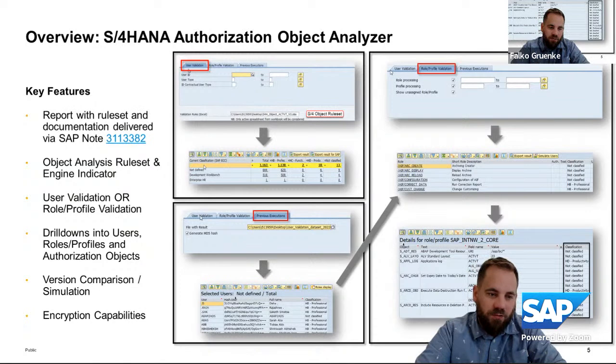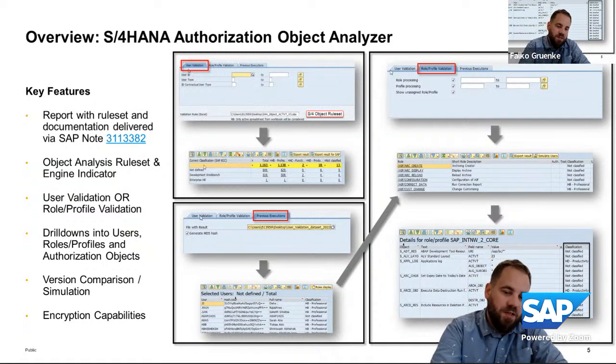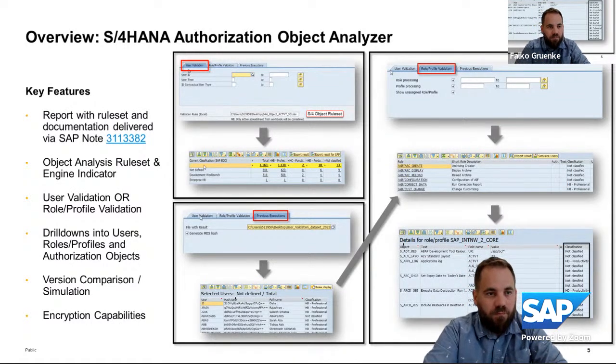I will quickly go step by step through. We have a user validation, we have a role validation, and we can go into the details of each user and see also the details per role. When you're accessing the authorization object analyzer, you have the possibility to either go into the user validation or the role validation. We are starting here in our example with the role validation.